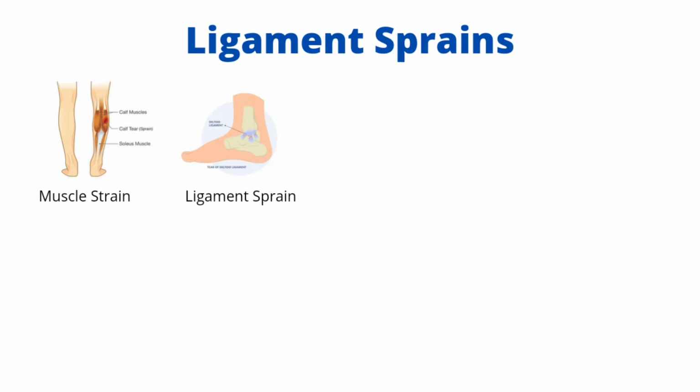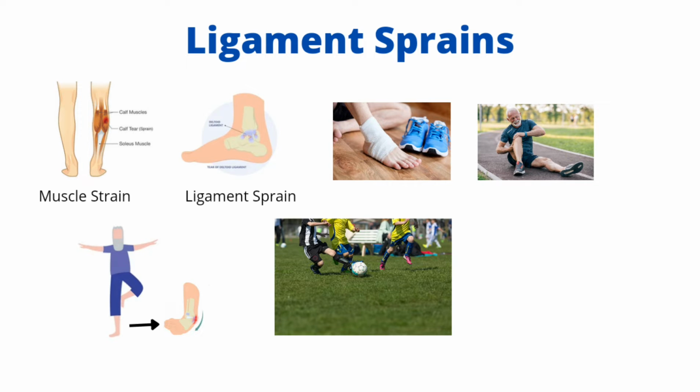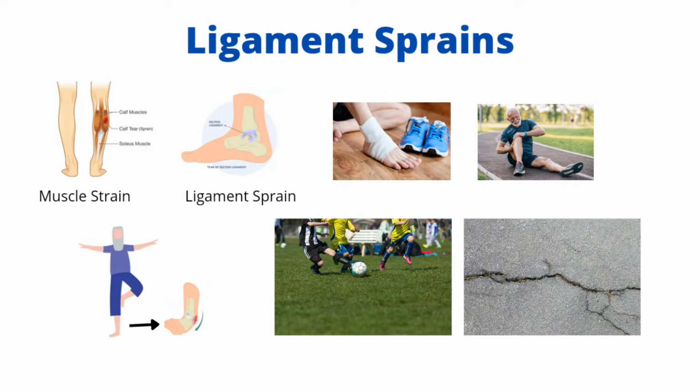A ligament's role is to stabilize the joint by limiting the amount the joint moves. A sprain to the ligament is suffered when the joint is forced outside its usual range of motion. Two of the most commonly injured joints are the ankle and the knee. They are usually injured during sport or in everyday life, such as stepping on a crack in the pavement.